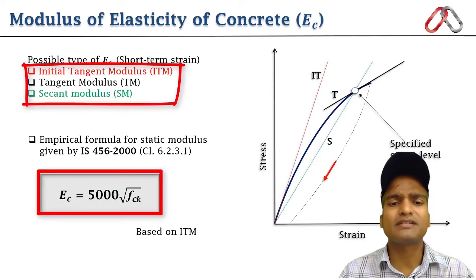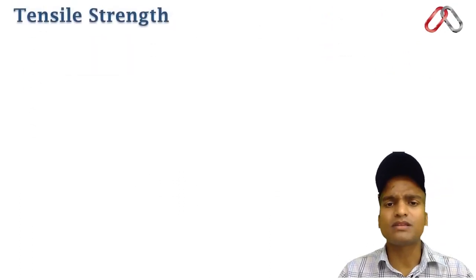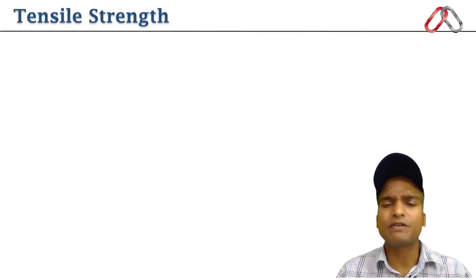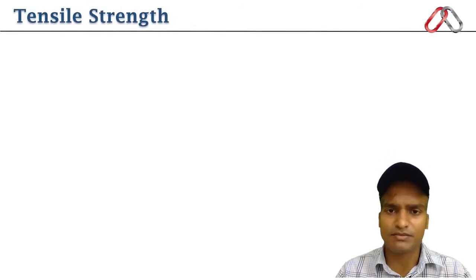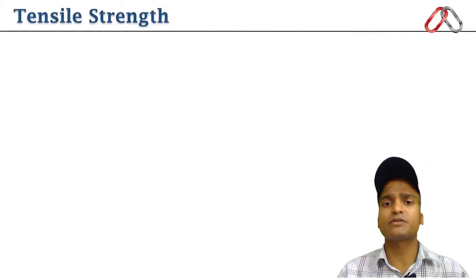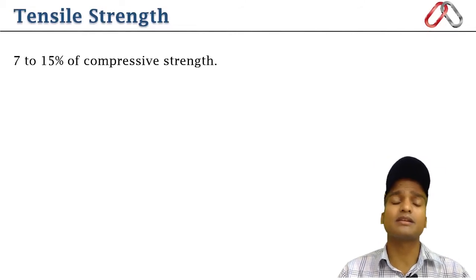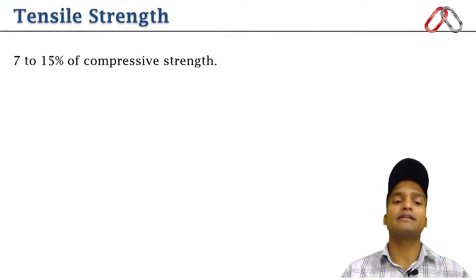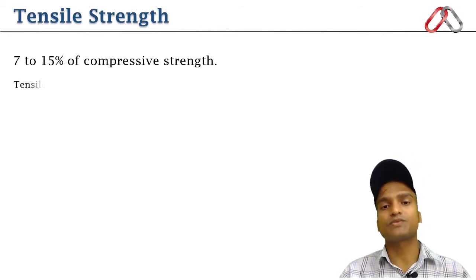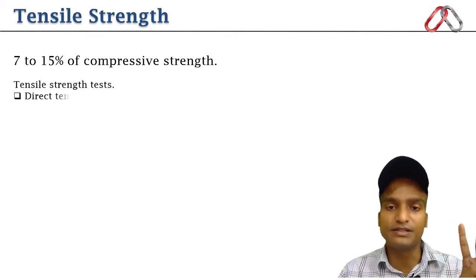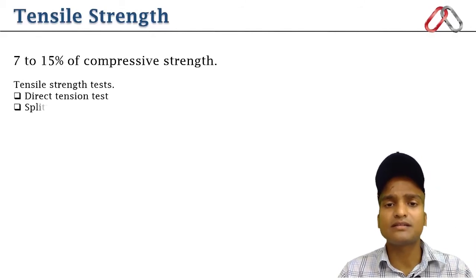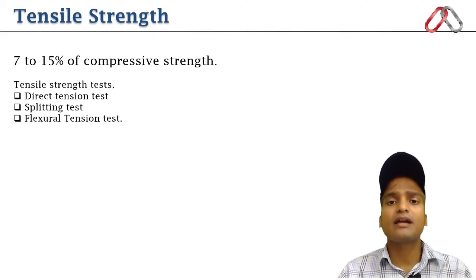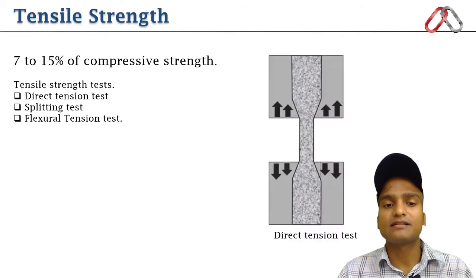Let us try to understand the tensile strength of concrete. Tensile strength is 7 to 15% of the compressive strength. अगर compressive strength 100 मेगापास्कल है तो टेंसाइल स्ट्रेंथ कितनी होगी, 7 मेगापास्कल या 15 मेगापास्कल. And it is calculated by tensile strength tests. They are of three types: direct tension test, splitting test and flexural tension test.